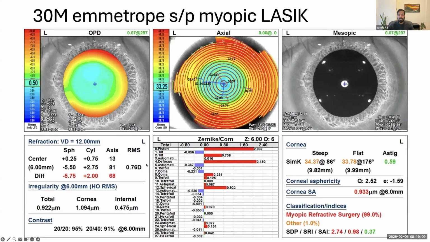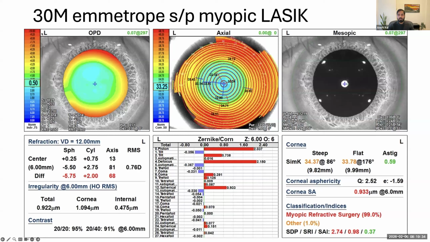But now let's take a look at an example of a 30-year-old male who has had myopic LASIK. And remember that myopic LASIK makes the cornea more oblate. We can see the flattening here. And so we would expect the spherical aberration to increase and the corneal asphericity to increase as well. And in fact, they do. We can see that here. The Q value is 2.52 and the corneal spherical aberration is 0.933.